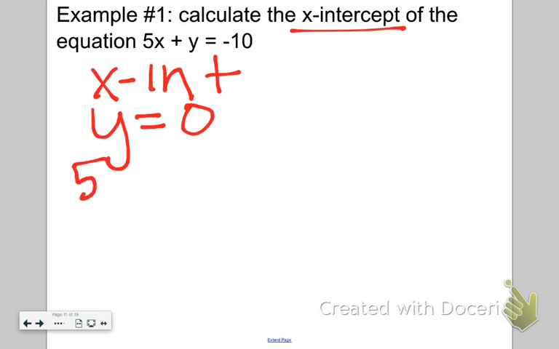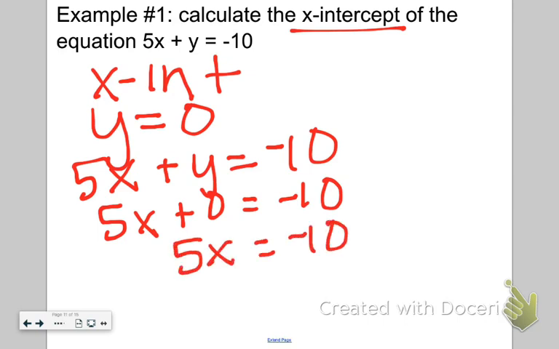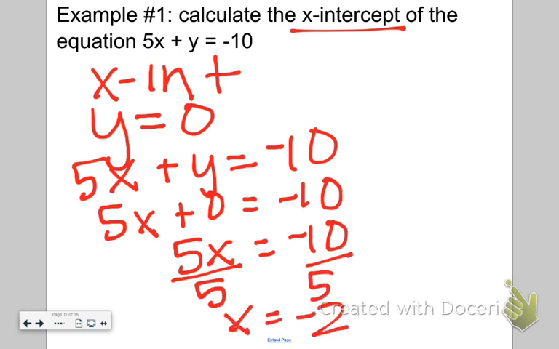Okay, so I'm going to start by writing my equation: 5x plus y equals negative 10. And then I'm going to substitute 0 in for y. So 5x plus 0 equals negative 10. 5x plus 0 is 5x equals negative 10. Divide both sides by 5, and x equals negative 2.